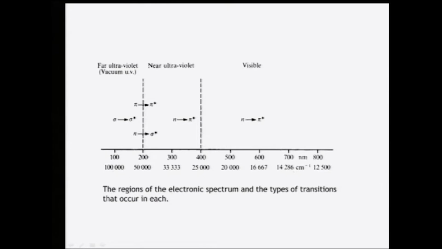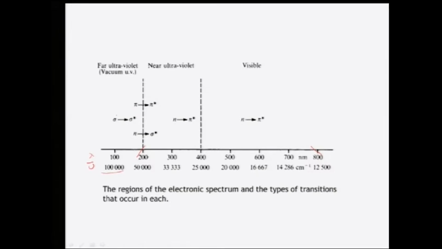This is the nu bar, and this is lambda. So, 100, 200, 300, 400 nanometers up to 800. The visible range is from 400 to 800, and 200 to 400 is near ultraviolet. 200 to 100 is far ultraviolet or vacuum UV, which is normally not used in UV-visible spectroscopy. So, we will talk about 200 to about 700 or 800 nanometers, and you can have this kind of transitions in these wavelengths.